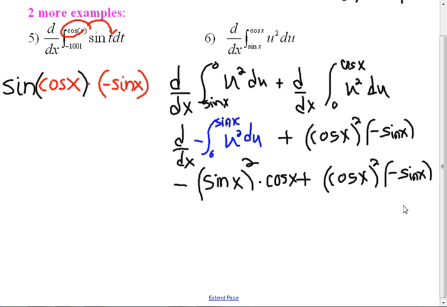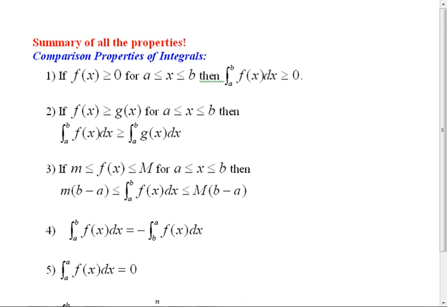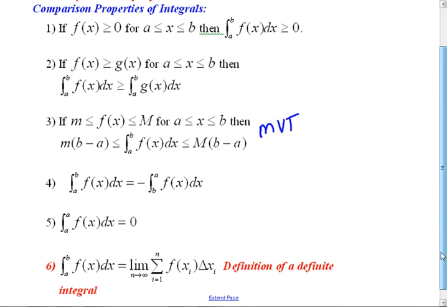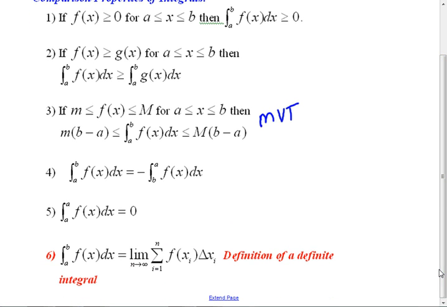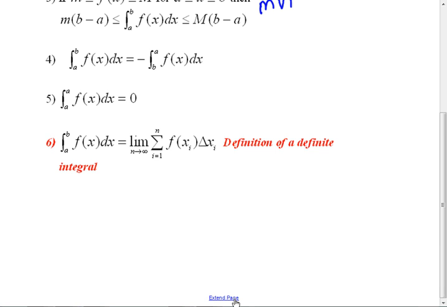So all that's left is just to quickly review properties, and I'm not going to actually go through them. These are the properties we already did. And this in particular is the mean value theorem. So 3 is the mean value theorem. Here we talk about if you switch from A to B to A, put a negative sign there. Number 5, the area under a curve at one point is 0. And this is a Riemann sum. It's the definition of a definite integral.